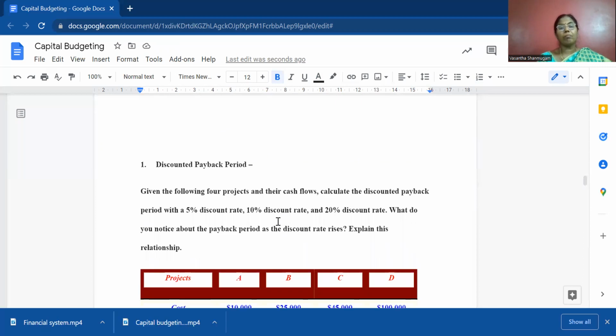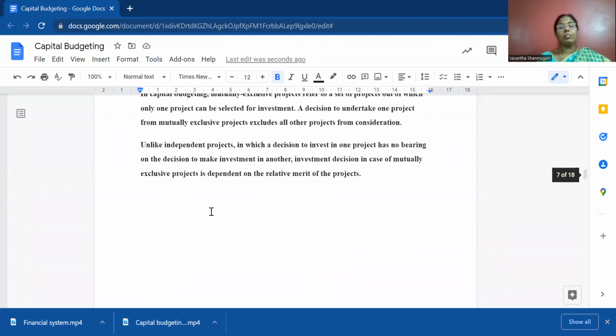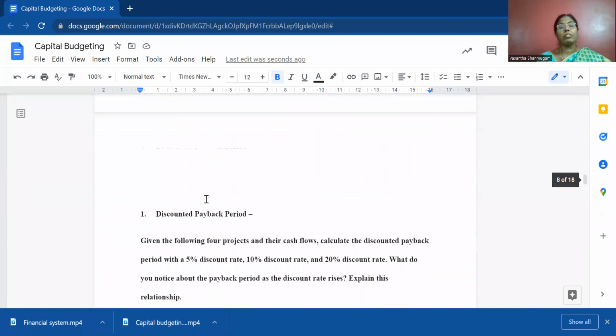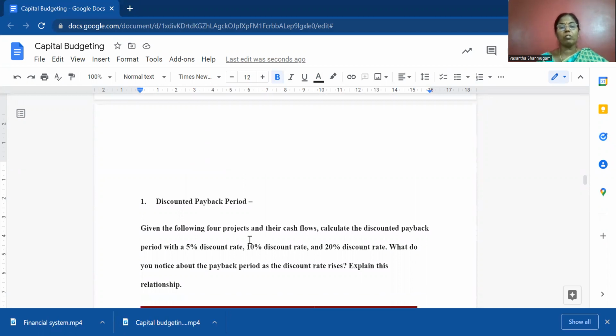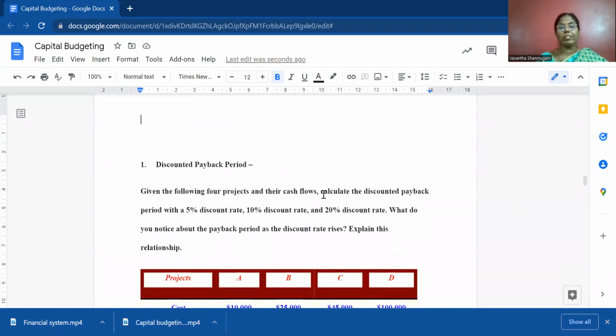Okay, now here we have seen payback period. One of the methods is discounted payback period. Discounted payback period means we will consider the time value of money. How we are going to calculate, I will explain. Given the following 4 projects and the cash flows, calculate the discounted cash flow. Discounted means the value of the money should be discounted in order to find out the true value of the money. Here it's given discount rates of 5%, 10%, 20%.